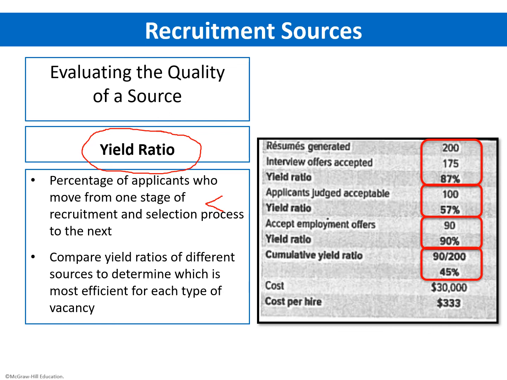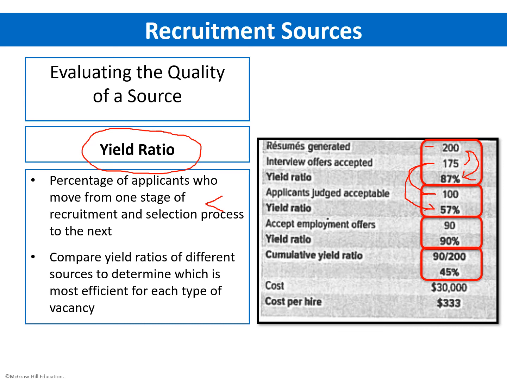Okay, so over here on the right, you can see a table, and we can look at in stage one, we had 200 resumes generated, and we had 175 interview offers accepted. So if we divide 175 by 200, that's going to give us a yield ratio of 87%. Now at the next stage, we have 100 applicants who are judged acceptable. Now this is 100 out of the 175 who accepted offers. If we divide 100 by 175, that gives us a yield ratio of 57%.